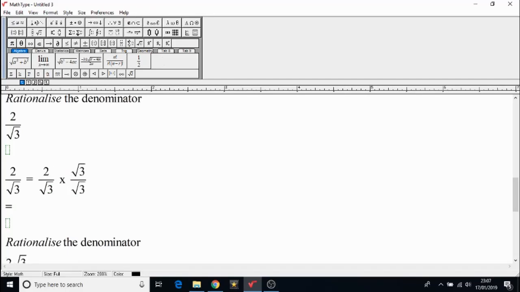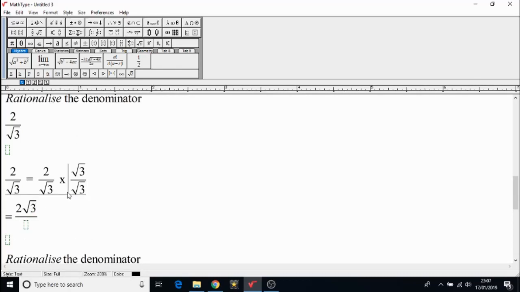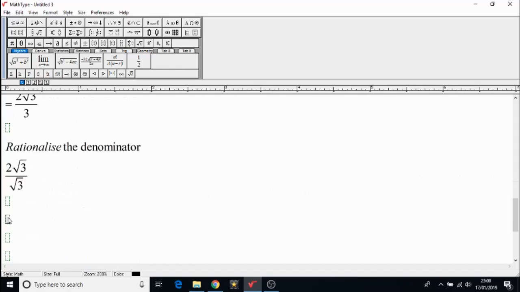What's 2 multiplied by the square root of 3? 2 root 3. Write in fraction form. 2 root 3. And as I demonstrated in the previous question, when you multiply a square root by another square root, it cancels out. So the square root of 3 multiplied by the square root of 3 is 3. And that is 2 over the root of 3 with the denominator rationalized. So yeah, 2 over the root of 3 is 2 root 3 over 3. Rationalize this denominator.